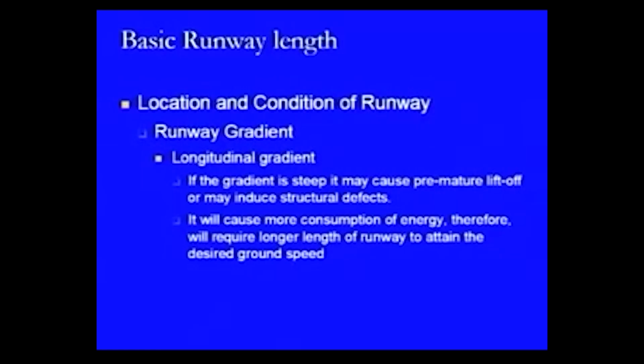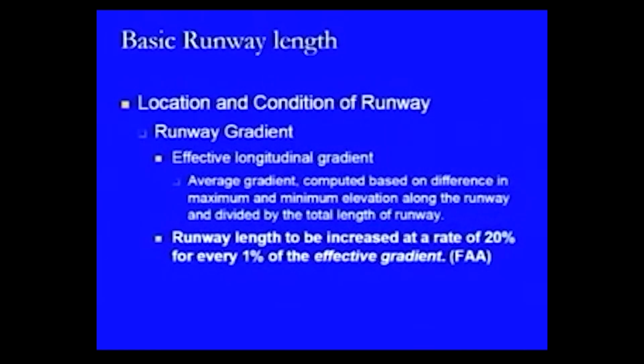That is why flatter runways should be provided and are desirable. Now, when we look at these runway gradients, one terminology we come across in the design is the effective longitudinal gradient. This is the average gradient computed from the difference between the maximum and minimum elevation along the runway, divided by the total length of the runway. So, we take the highest point and the lowest point on the runway, take the difference, and divide that by the length of the runway. This is the effective longitudinal gradient.